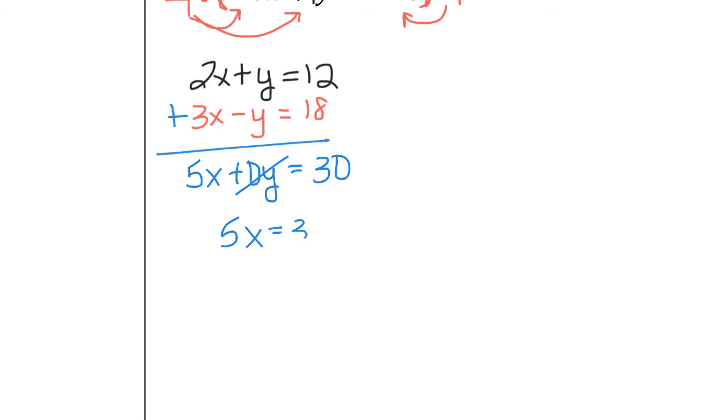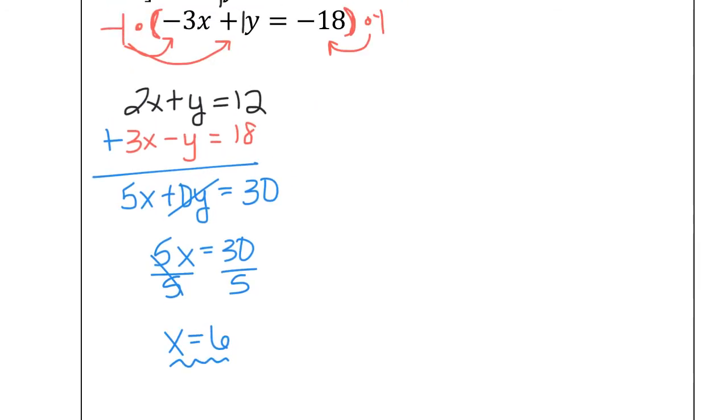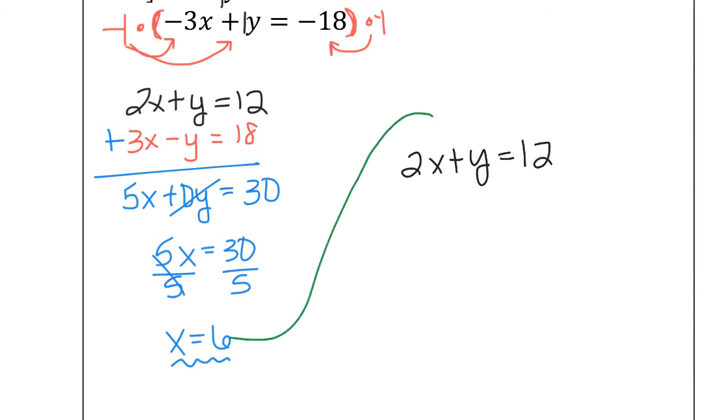So 5x equals 30. So now we solve for x by dividing by 5. x is equal to 6. Now that we have x, we're going to go into the original equations and solve for y. That top equation looks simpler because it has more positives than negatives. So now I'm going to take my x value of 6 and substitute it into the top equation.